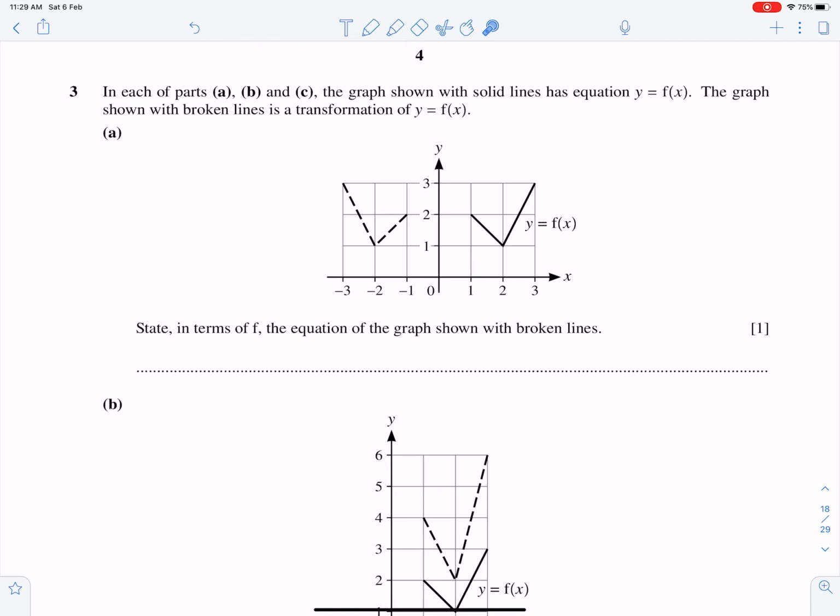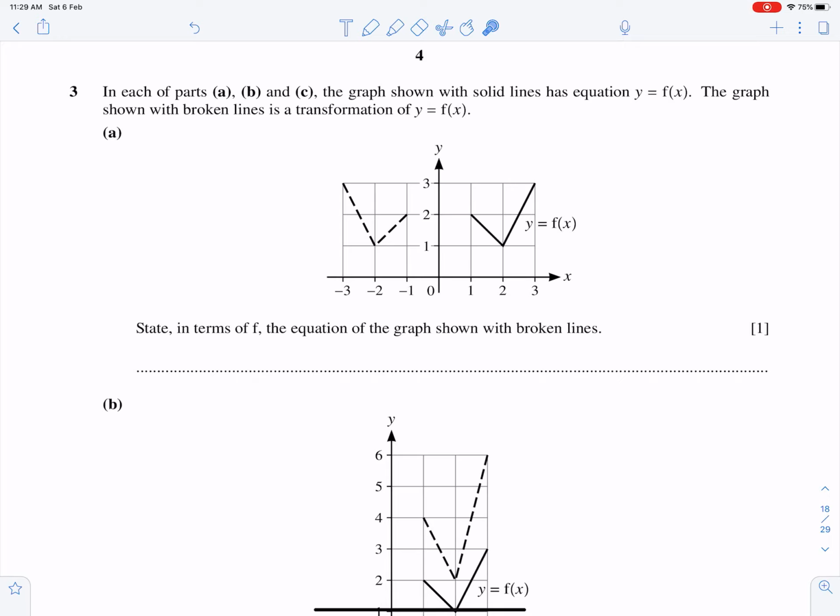This transformation is reflection about the y-axis. If you observe these two, you will see that this is the reflection of this graph about the y-axis, because this is the mirror image. In reflection, we get a mirror image. Whenever we get a mirror image and nothing else, that means just reflection, and this is the line of reflection. So for the equation, you need to replace x by minus x. So this will be the equation: y is equal to f of minus x.